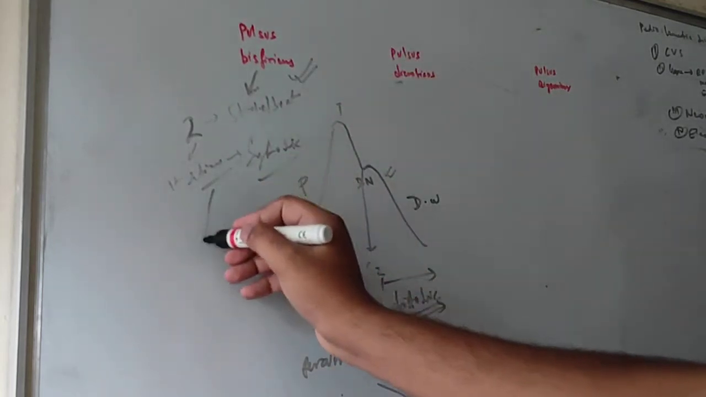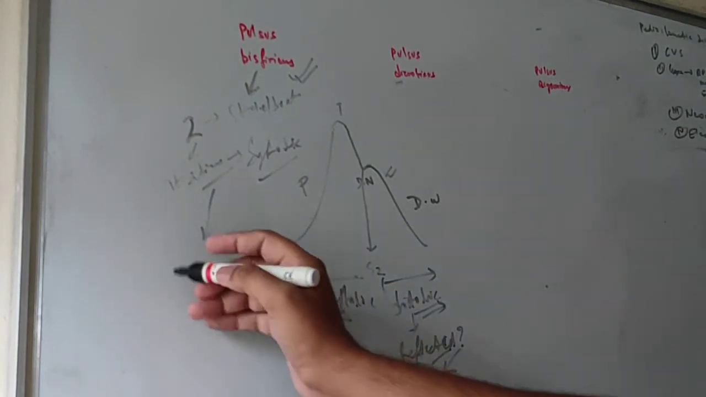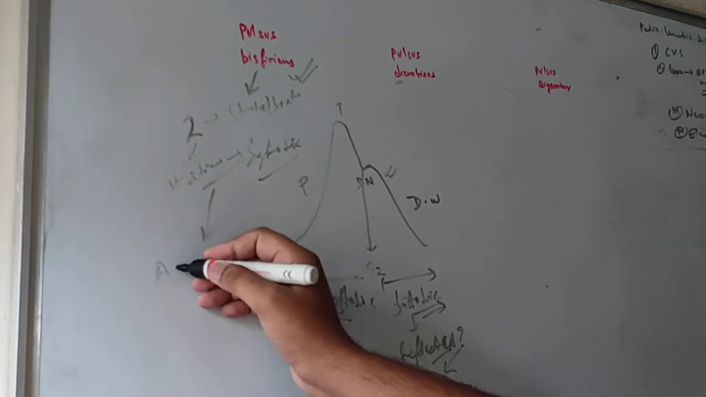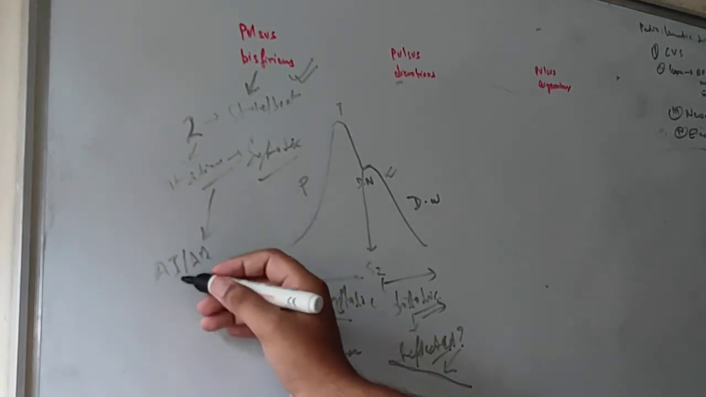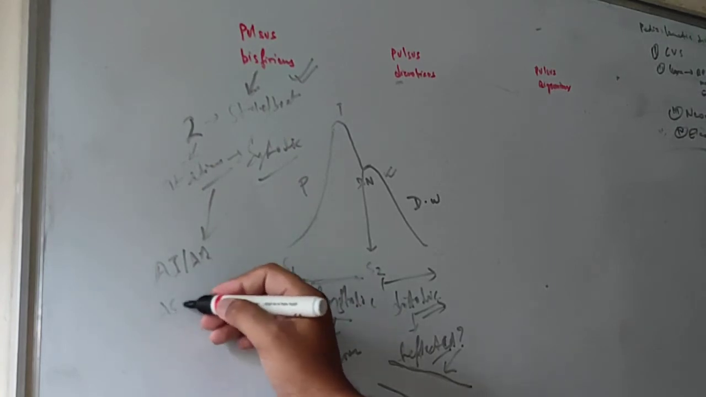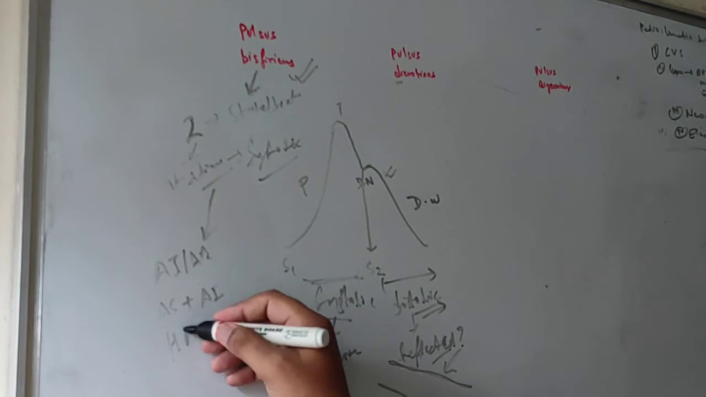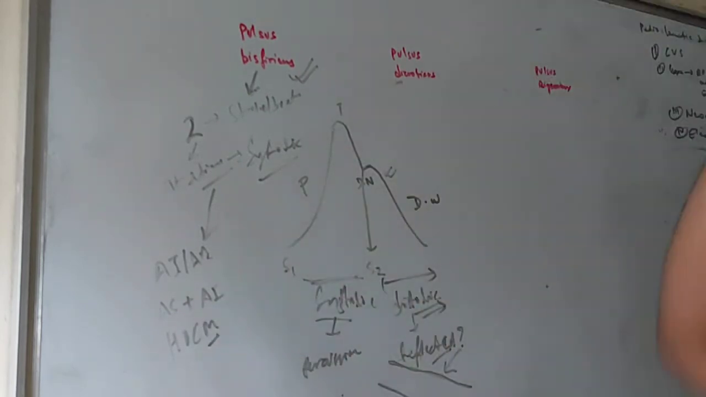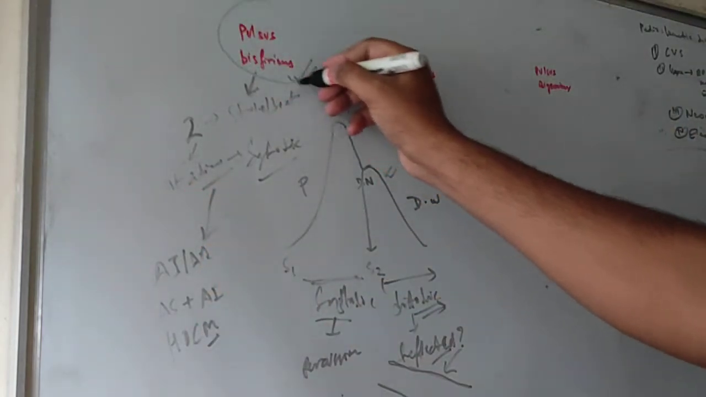So what are the different conditions in which we can feel two different pulses in pulsus bisferiens? The common one is aortic incompetence or regurgitation. It is also sometimes associated with aortic stenosis and aortic regurgitation, and also found in HOCM, hypertrophic obstructive cardiomyopathy. So we find two beats in the systolic phase in pulsus bisferiens.